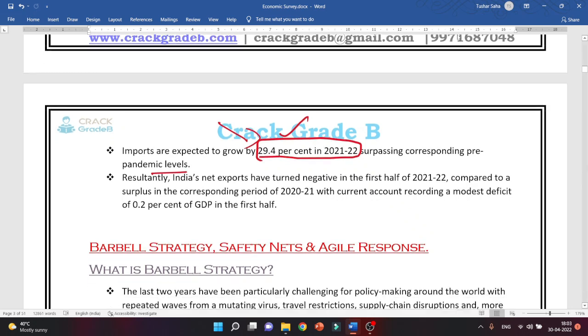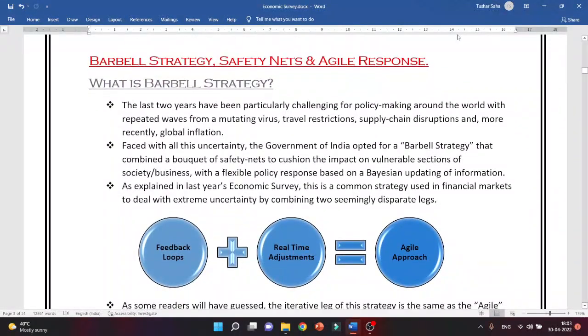Okay. Now, let's move to the next one. We have come to a very important point. Barbell strategy, safety nets and agile response. Now, what is barbell strategy? Let us understand this. Look, it was very uncertain during COVID, right? Nobody knew. See, no country, no healthcare professional, no one had experience of corona before. So it was new for every government. It was new for every medical professional. It was new for every intergovernmental body that was issuing advisories, right?